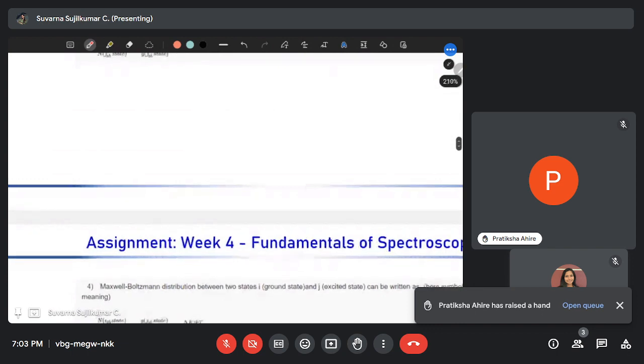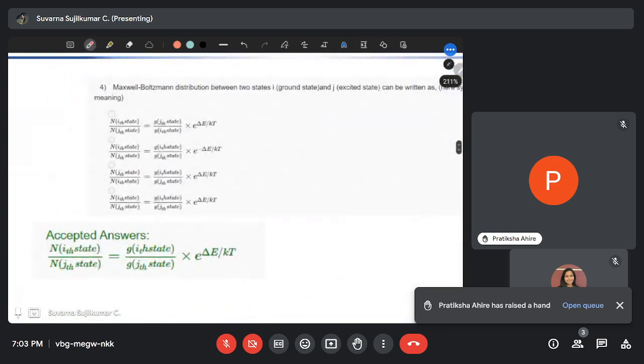So the answer is the second one. We have to see the question carefully. Maybe we know the answer, but it may be confusing. The degeneracy and the population are directly proportional, right? If we have Ni by Nj, the degeneracy will be Gi over Gj, not Gj over Gi, and the relation with e raised to minus delta E. So the answer is B.